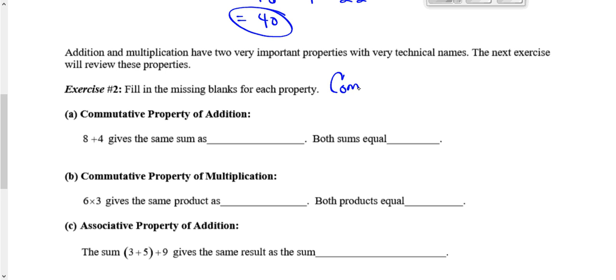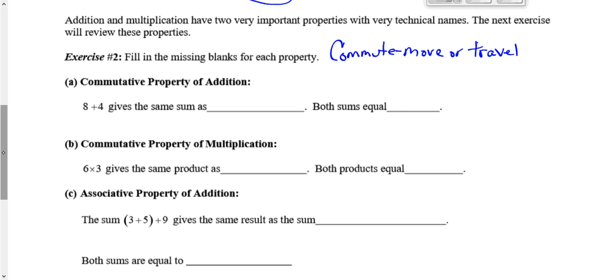So the commutative property. Commutative, commute. What does that mean? It means to move or travel, right? So we could rearrange things, especially if we're just adding two numbers. 8 plus 4. If I was to move or commute the 8 and 4, what would that be equivalent to? 4 plus 8. And even though I switch the order, they both equal 12. So it applies to addition. This is the commutative property of addition.